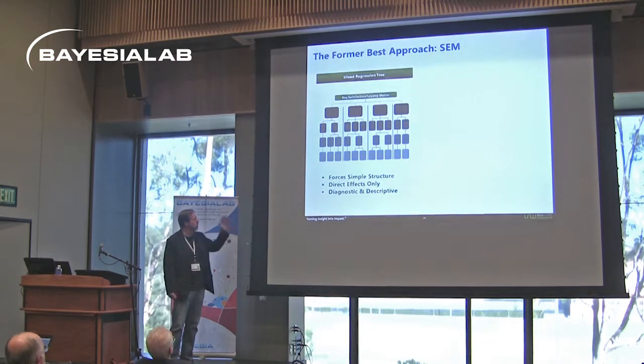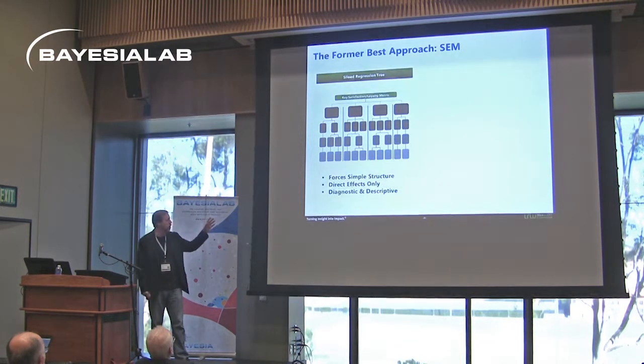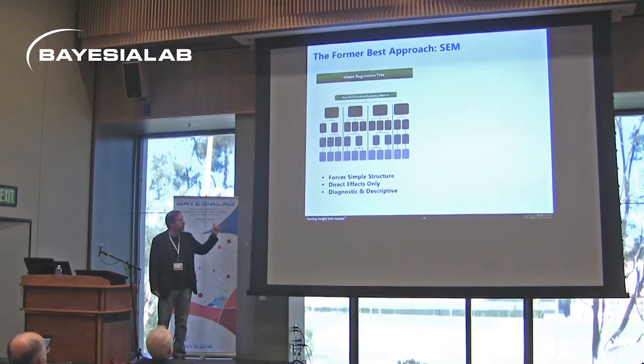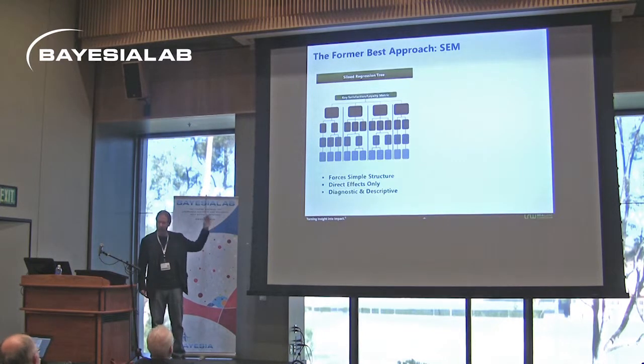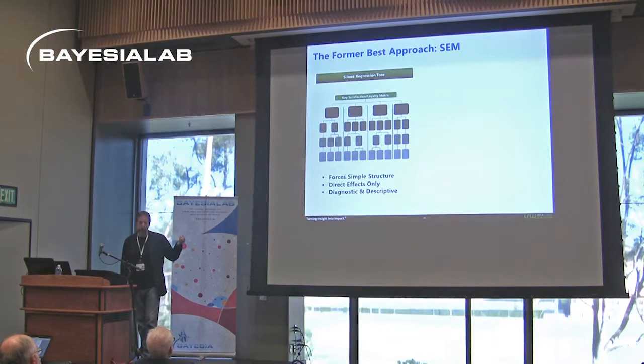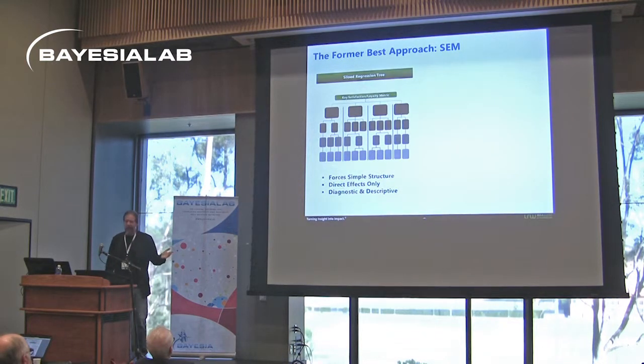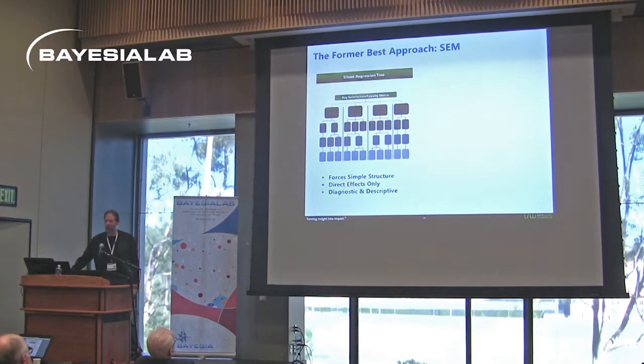Siloed regression tree. We talked about this a little earlier. Just to recount the problems, it does enforce a kind of simplistic structure, one that is a priori in its definition to the extent that you're deciding what these silos are going to be. It's only accounting for direct effects for the most part, and it's pretty diagnostic and descriptive, more so than being prescriptive, which at the end of the day is what we're really after here. Again, what can we do to influence what happens in the marketplace?